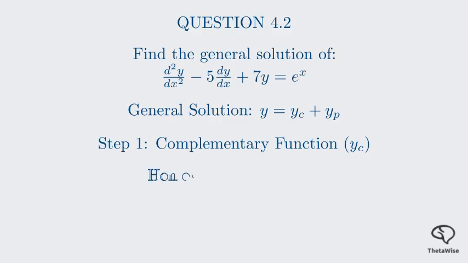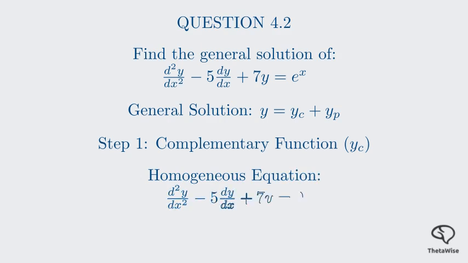The homogeneous equation for our problem is d squared y over dx squared minus 5 times dy over dx plus 7y equals 0. This gives us the core behavior of our system. To solve this homogeneous equation, we form the characteristic equation. We replace each derivative with a power of a variable, which is usually m.